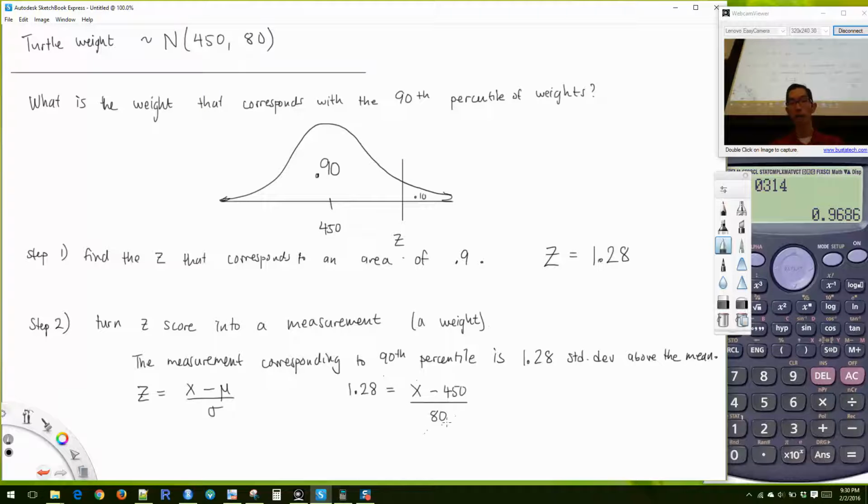Okay? This is just plain old algebra. Solve for x. What do I do? I multiply both sides by 80. Here I'm going to write in a different color. So I do times 80, times 80. Okay, so now I got 80 times 1.28 is equal to x minus 450. And so I add 450 to both sides, and I get 450 plus 80 times 1.28 is equal to x.